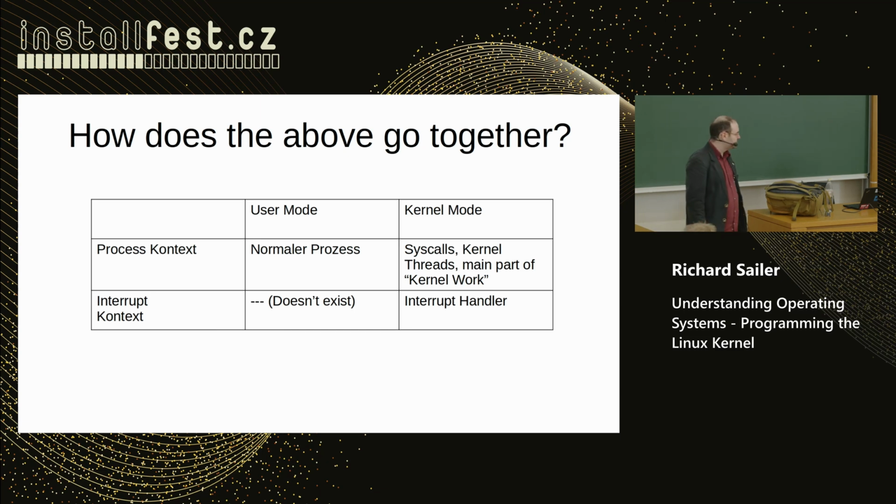And now, this is important, because you might be a bit confused. I did explain user mode and kernel mode before, and now I have process context and interrupt context. So how do they go together? Actually, you can have most of the combinations. If you are in process context and in user mode, that's your normal process. If you are in process context and in kernel mode, that's your normal kernel work, where you usually want to be, that is when you handle syscalls.